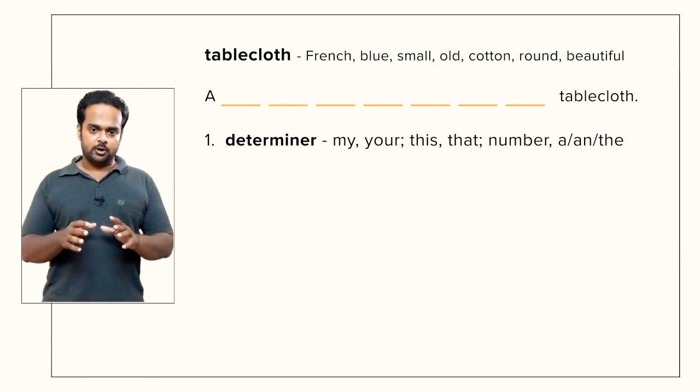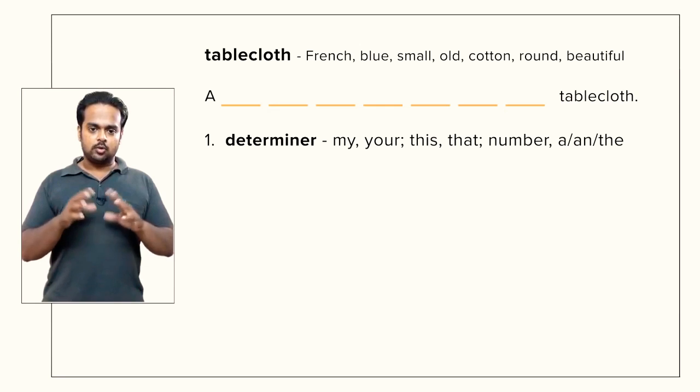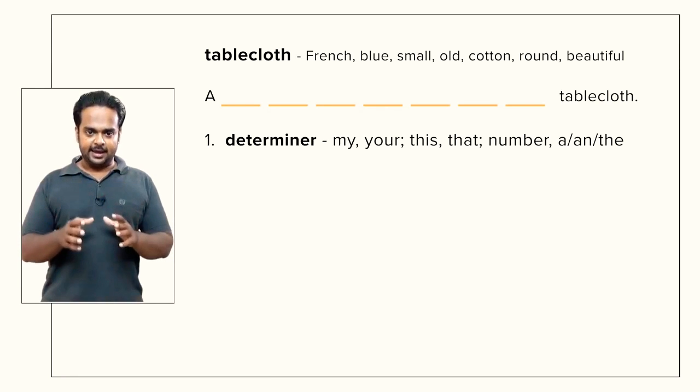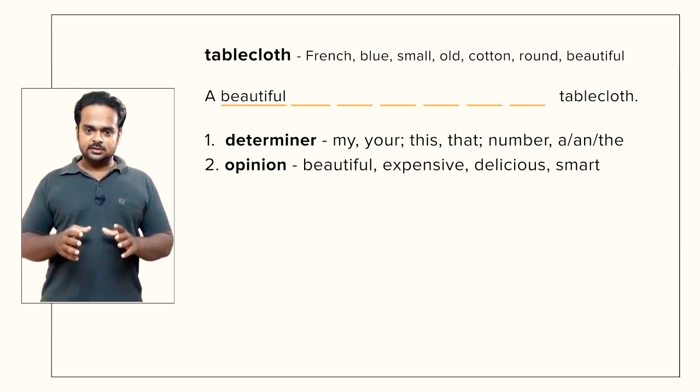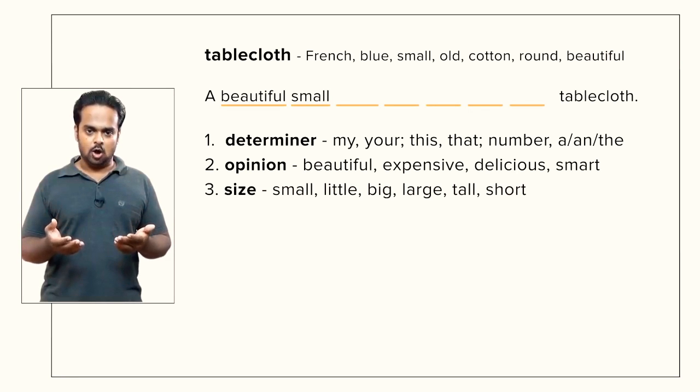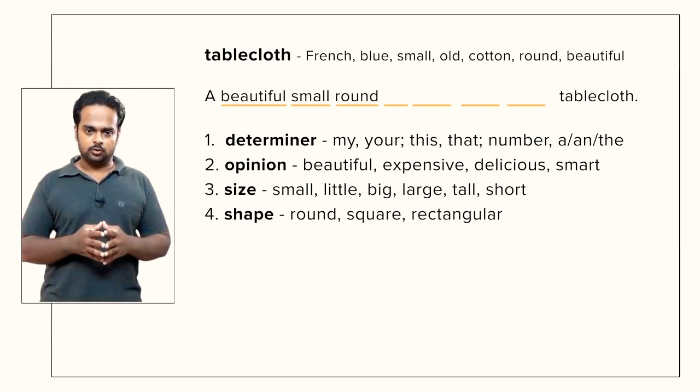If we have a determiner, we put it first. Remember that determiners are grammar words that act as adjectives. In this sentence, the determiner is A, so it's at the beginning of the sentence. We then say our opinion. In this case, that's the word beautiful. Then comes size, small. Then shape, round.